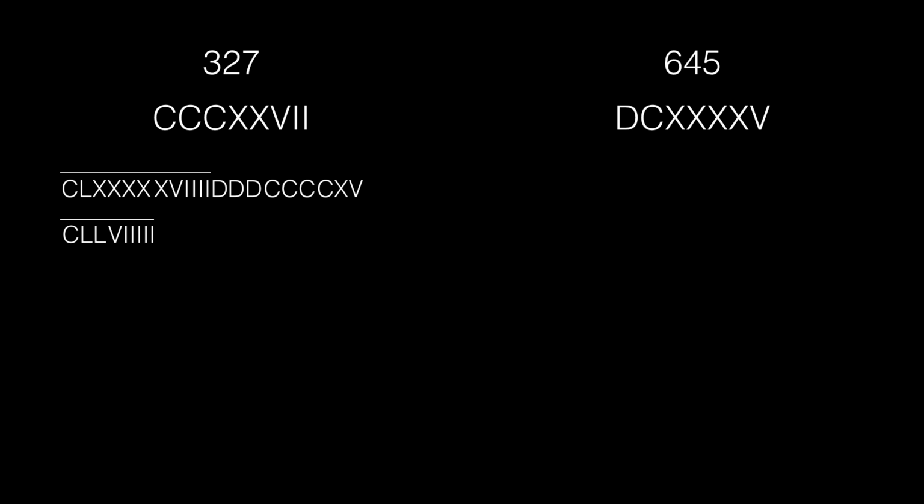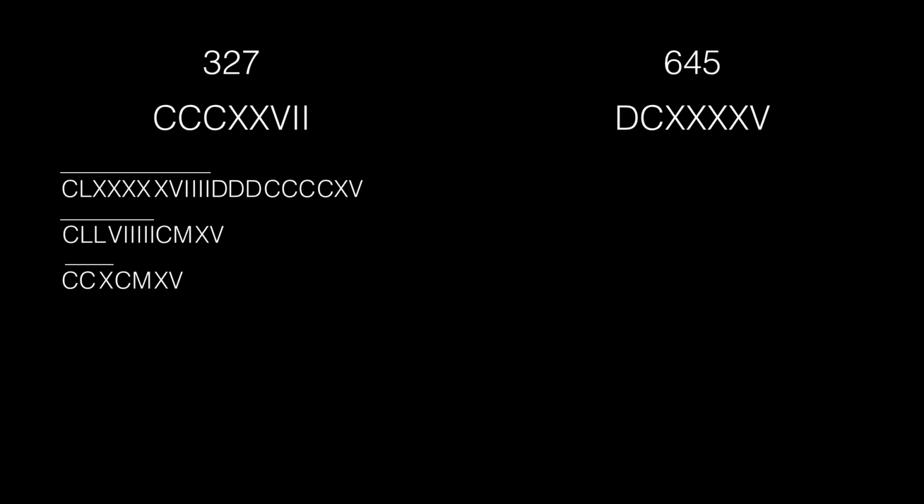The remaining D followed by the 4 C's, which is 900, could be written as a CM, and the XV as is. The 2 L's can be combined to a C. The V followed by the 5 I's, which is 10, can be written as an X, of course with a macron, and CMXV as is.